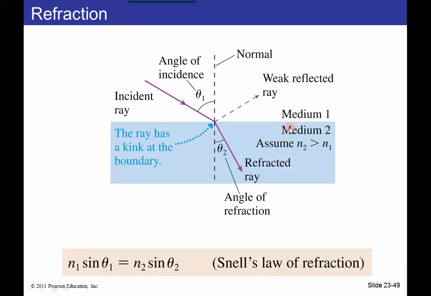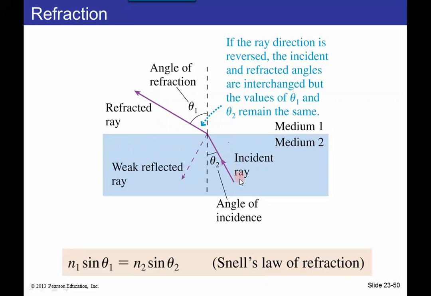You can prove this law from electromagnetism, and those of you taking General Physics 2 will do that next semester. We'll see how that can be done next semester. But you can also check this law in the lab. You can do this experiment in the lab and prove that your experiment agrees with this equation.